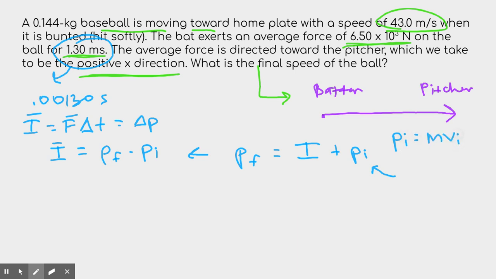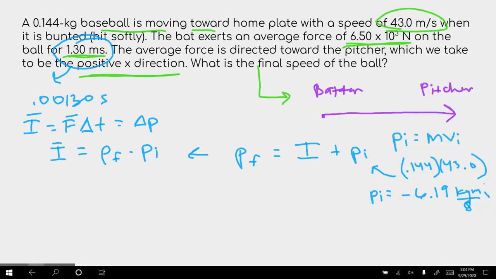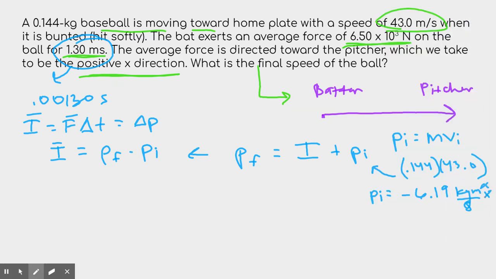Okay, it's mass times initial velocity. We know that's 0.144, and this is 43.0 meters per second. So our initial momentum is equal to negative, oh, I'm sorry, I definitely left this out up here. I keep doing that with these negatives. I'll add it back in. And this is in the X direction. Okay, since initially it says the ball is headed towards home plate, that means the ball is initially headed this way. That's the negative X direction, so we need to put a negative here.